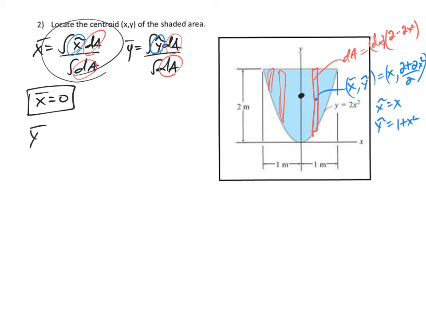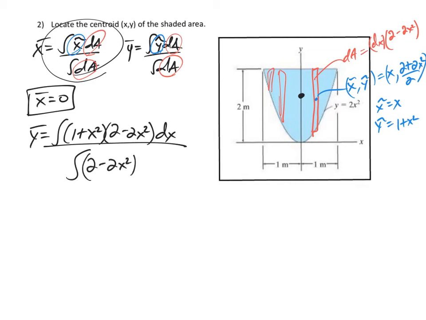For y, it's going to be the integral of y tilde dA over integral dA. So it's going to be the integral of y tilde, which is 1 plus x squared. So that's the y tilde. Now the dA is 2 minus 2x squared dx, divided by the integral of 2 minus 2x squared dx. So then I just have to do the math. I need to do this carefully.